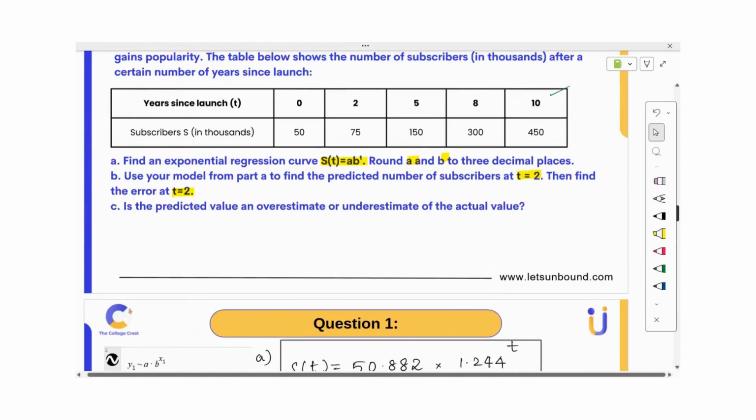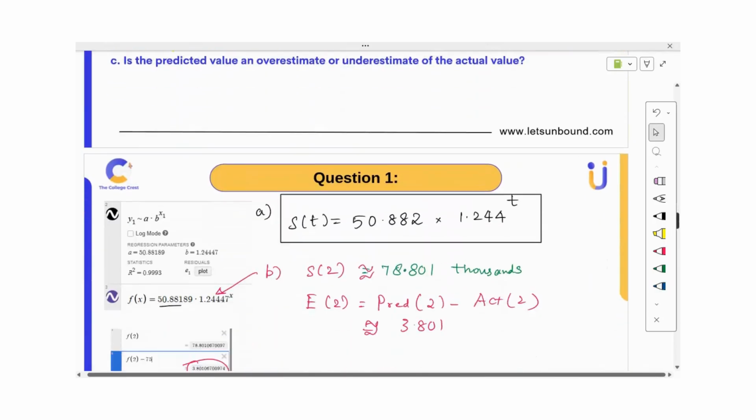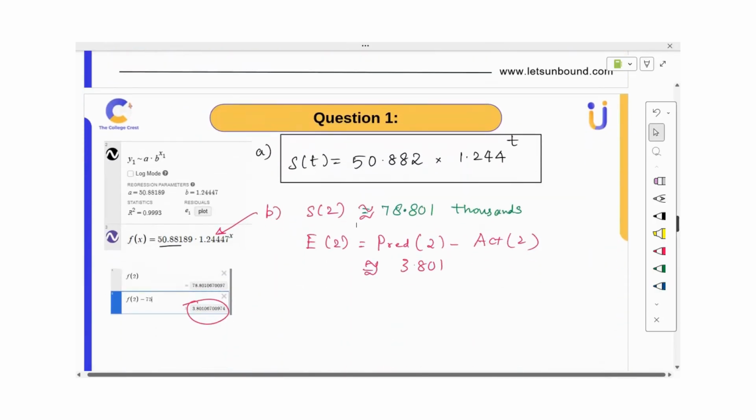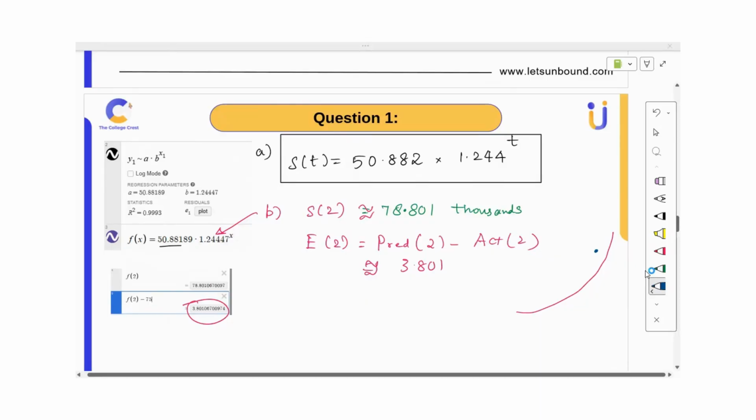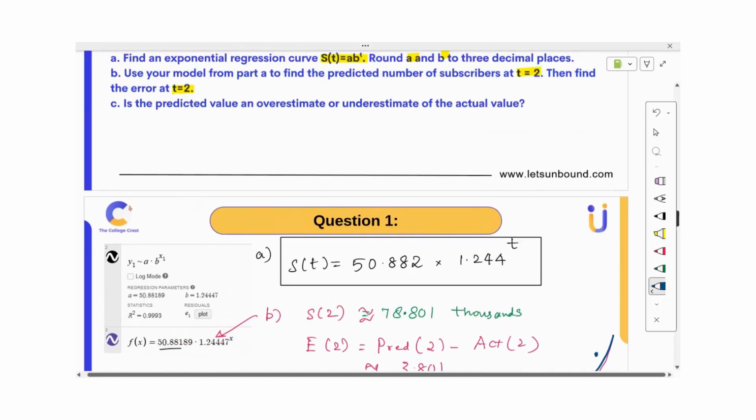And C, is the predicted value an overestimate or underestimate of the actual value? So this is your prediction curve, and it differs at every point. It's the predicted value at t equal to 2 that they mean. If your actual value is above and your predicted is below, then your prediction is underestimating it.